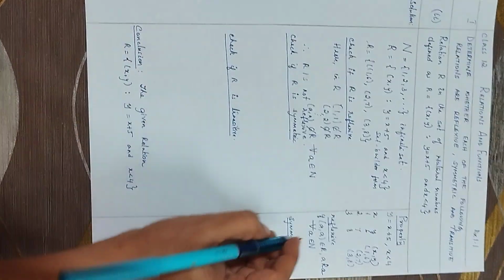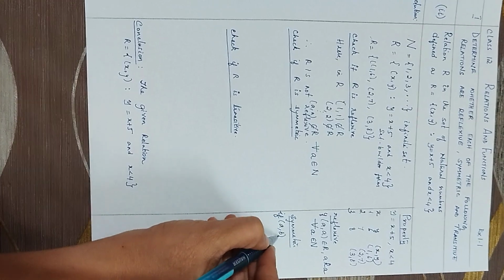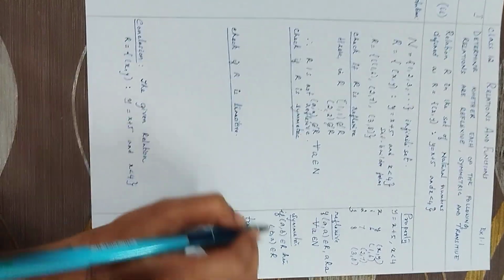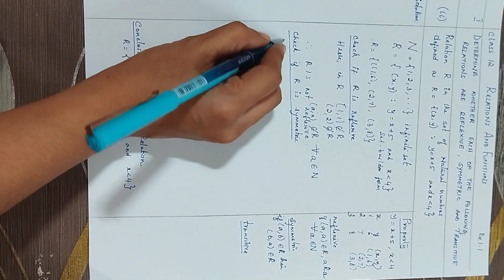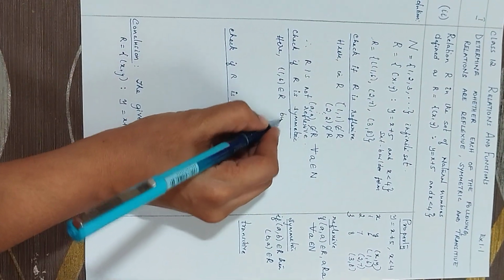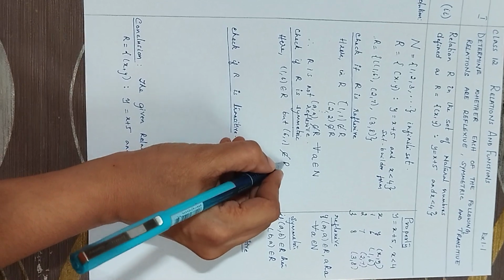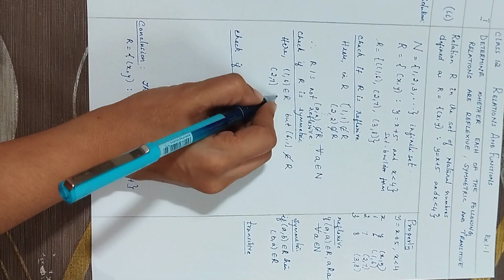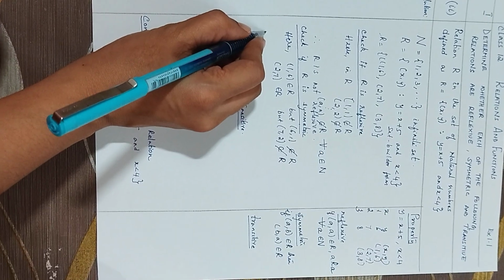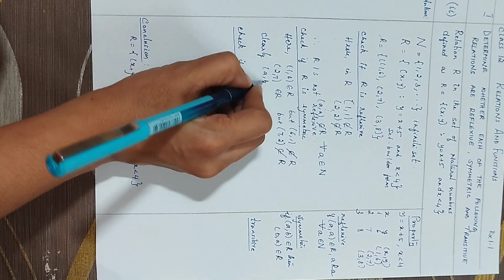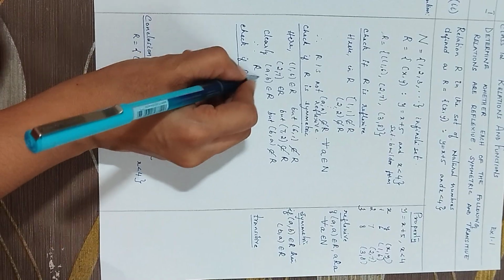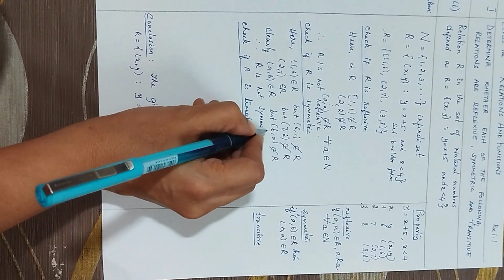Now let us check if R is symmetric. What is the condition for R to be symmetric? If (a, b) belongs to the relation, then (b, a) will also belong to the relation. So let us see if this happens. Here (1, 6) belongs to R, but (6, 1) does not belong to R. If you take (2, 7) belonging to R, but (7, 2) does not belong to R. So clearly (a, b) belongs to R, but (b, a) does not belong to R.